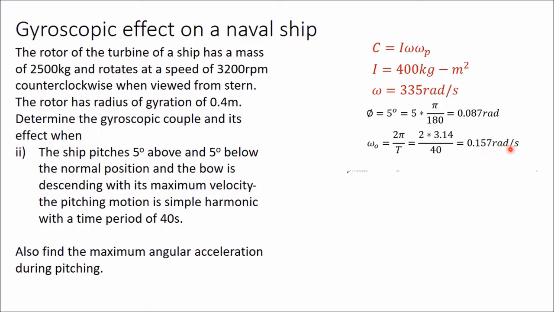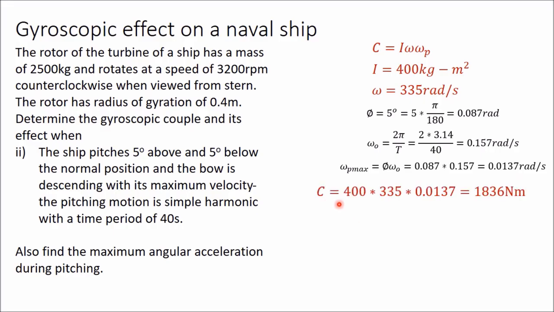Omega p, the maximum value of omega p, because we have to determine the gyroscopic effect when it is descending with its maximum velocity. So the maximum value of omega p is 5 omega O. From this you are getting 0.0137 radian per second. So the gyroscopic couple will be I omega omega p max, and its value is 1836 Newton meter. This is the couple which is acting during pitching.